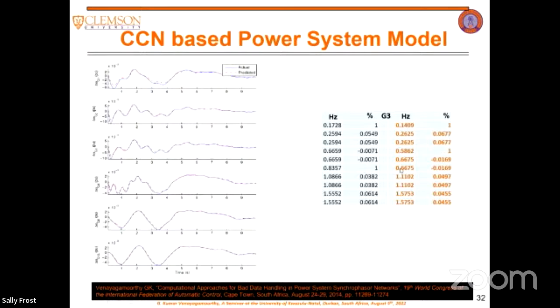Okay, and we did the modal analysis to pick up the frequency and the damping in each of these. The black one is from the PMU measurements, the actual measurements. The one in orange is from the cell, the CCN graphs we analyzed. And you can see they're pretty close here. The modes that exist in these waveforms have been picked up by the CCN. I'm just showing you generator 3, but we're able to do that for all the generators.